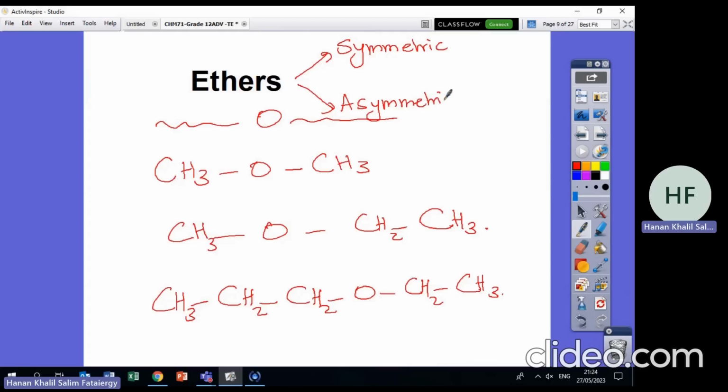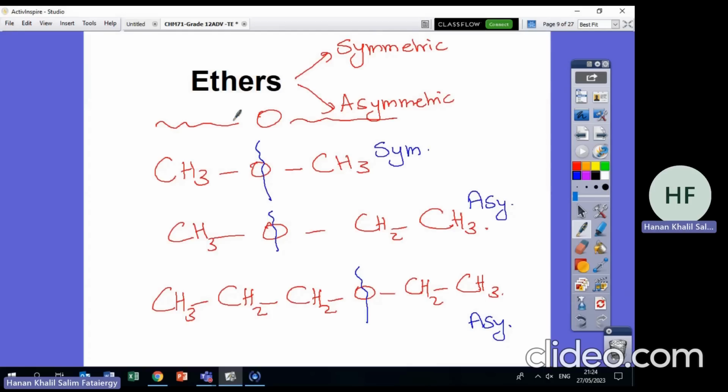Asymmetric means not symmetric. How do we know if an ether is symmetric? You simply look through the O. If the right is the same as the left, this means it is symmetric. Look here. Here we have 1 carbon, but here we have 2 carbons. So this is not the same as this, so I say this is asymmetric. This is the symmetric type. Here look through the oxygen. Here we have 1, 2, 3 carbons. Here we have 2 carbons. 2 is not the same as 3, so this is asymmetric. So these are the 2 types of ethers.